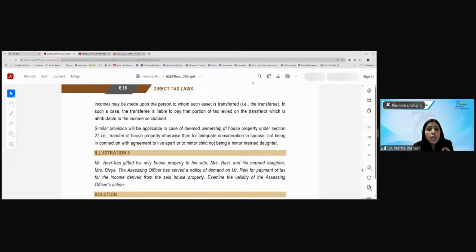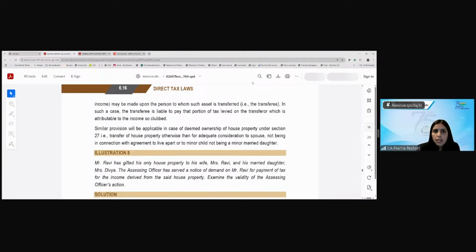But with respect to the married daughter, 27(1) is not attracted. So, Ravi is deemed to be the owner of the share of the house property of his wife, where he has transferred the house property without consideration. So, the income which Mrs. Ravi derives will be taxable in the hands of Mr. Ravi. Ma'am, may I know where did I go wrong when it came to the married daughter part? Because I'm still not convinced. Maybe I don't know, I'm not getting it.